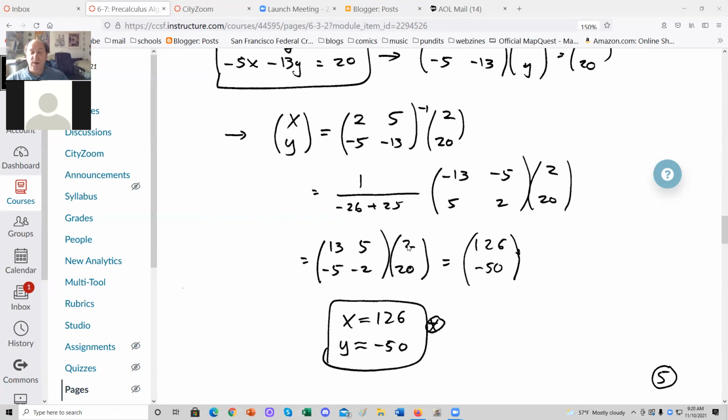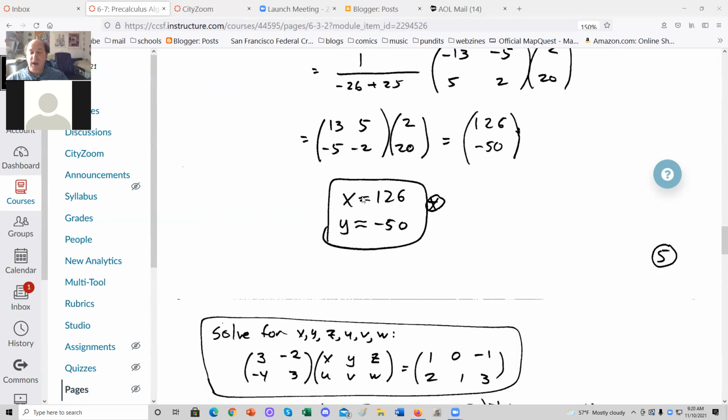Negative 13 times 2 is negative 26, plus negative 5 times 20 is negative 100. Negative 26 minus 100 is negative 126. Lower entry, lower row times the column vector. 5 times 2 is 10, plus 2 times 20 is 40. 10 plus 40 is 50. So xy equals negative 126, 50. So x is negative 126, y is 50.